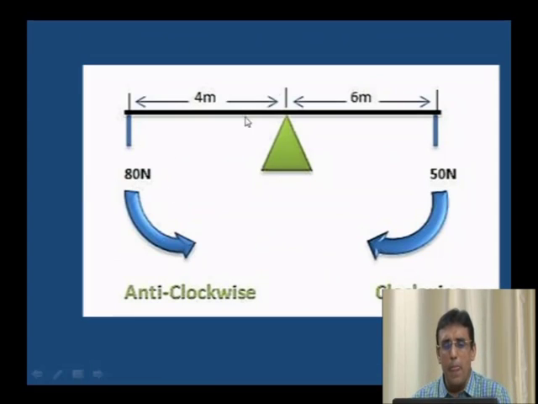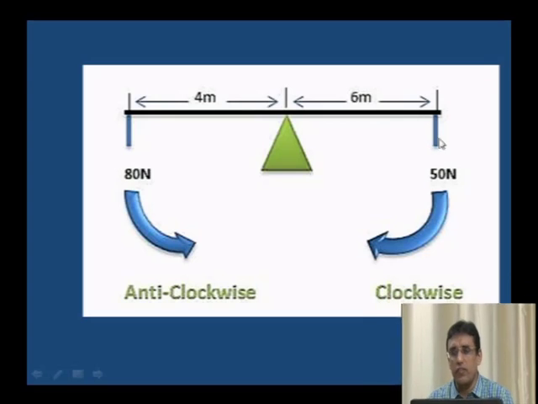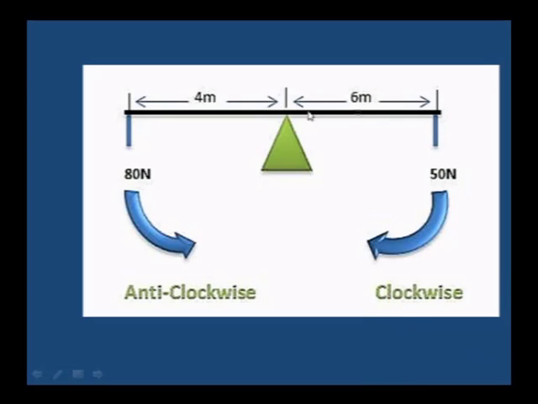Here we can see 50 kilonewton multiplied by 6. If you want to calculate the moment at this point, 50 into 6 will be a clockwise moment. 80 into 4 will create an anti-clockwise moment. Think of a clock: the direction in which it moves is known as clockwise moment, and the opposite direction is known as anti-clockwise moment.